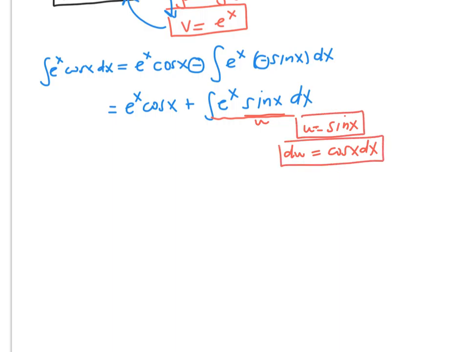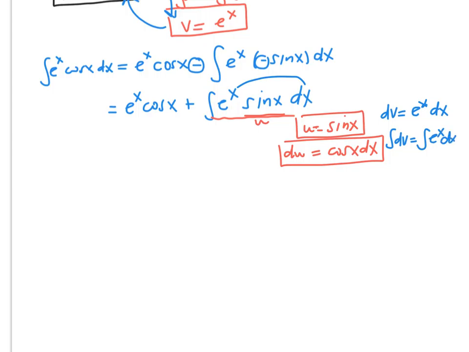Okay, so the remaining part in here, the e to the x dx becomes dv. So we have dv equals e to the x dx. Okay, we want to take the antiderivative of that. So do the integral of both sides.